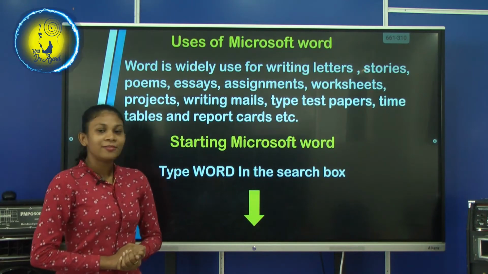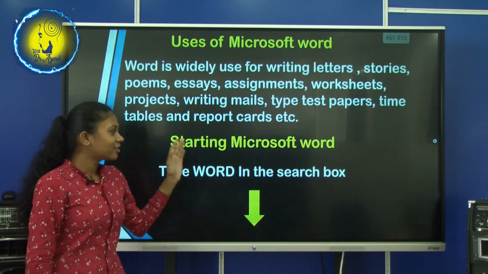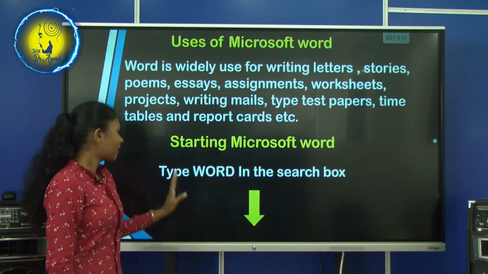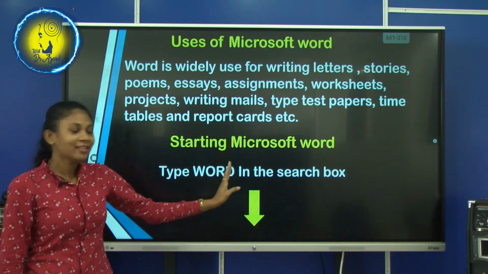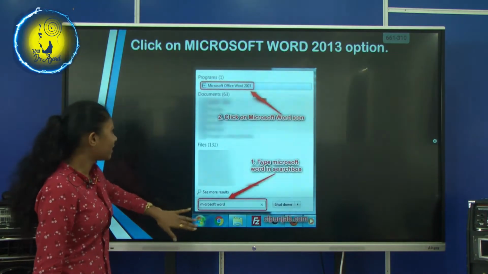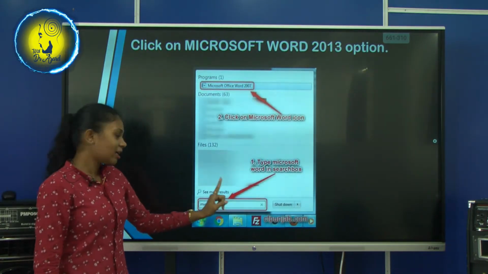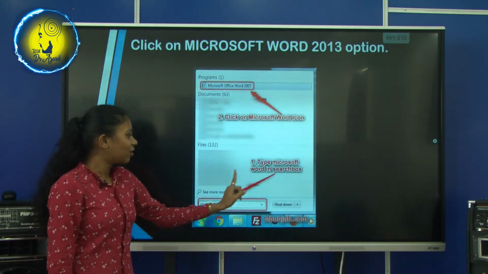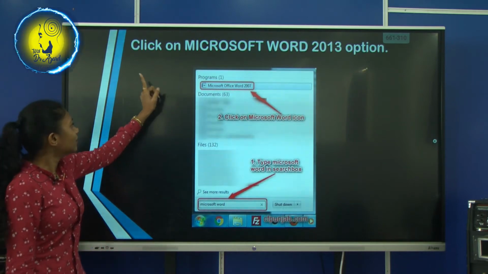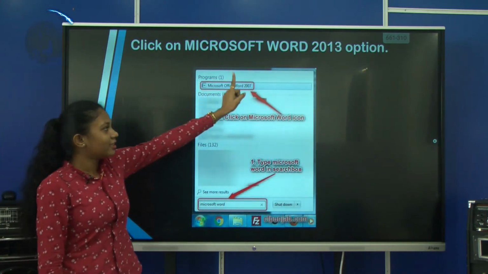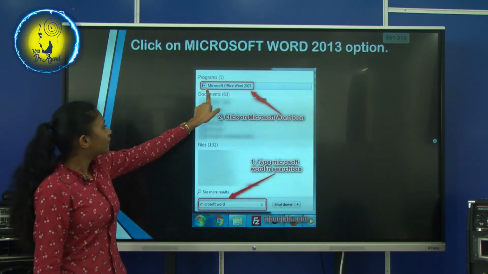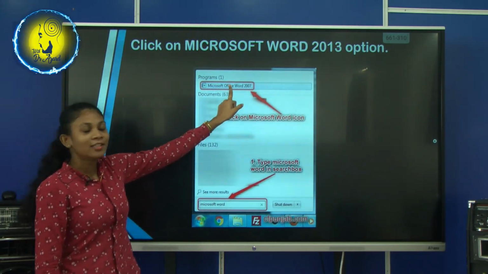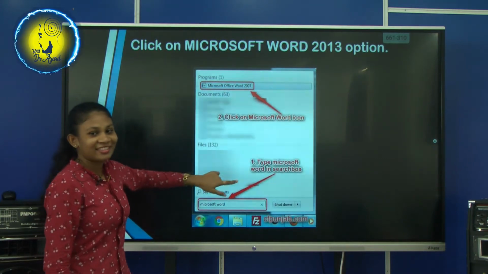Now we will see how we can start Microsoft Word. First, you can type word in search box. Look at this picture. You can type word in search box. Next you can click on Microsoft Word 2013 option. See, you can click on Microsoft Word 2013 option.